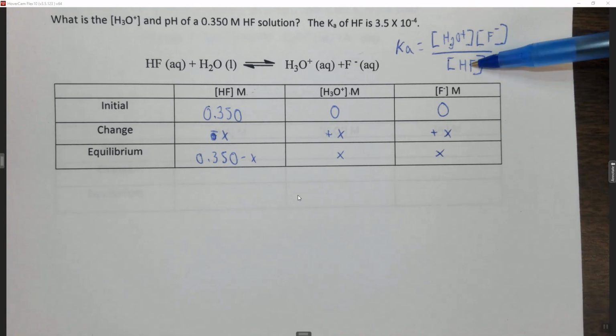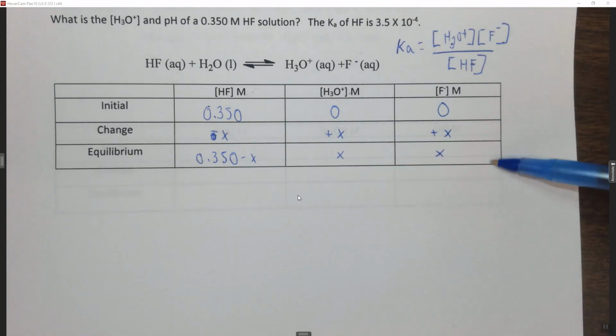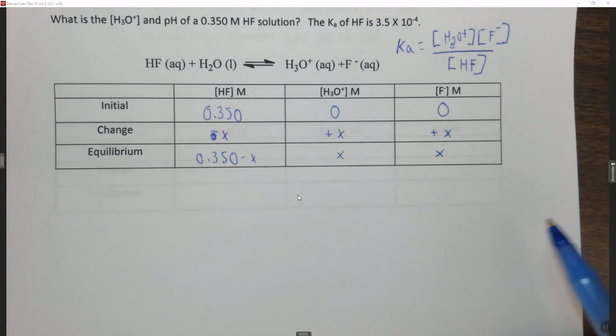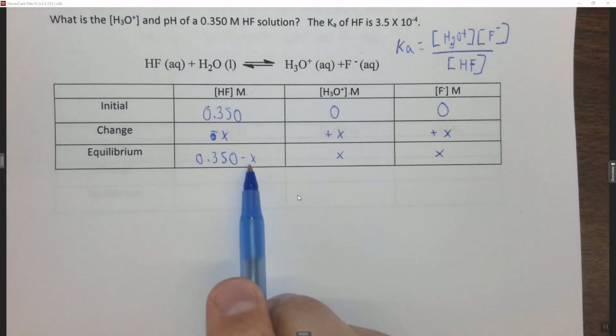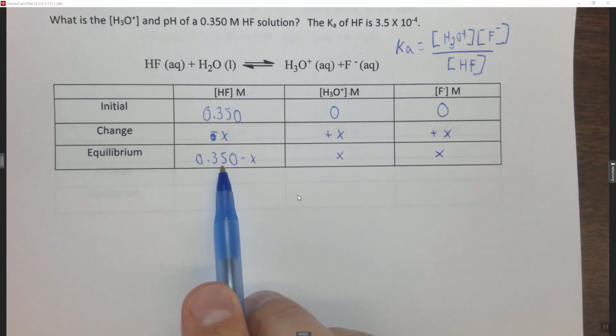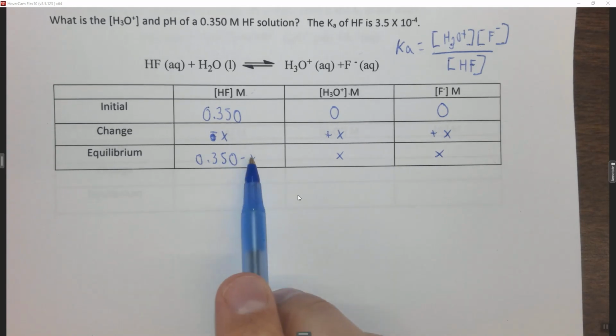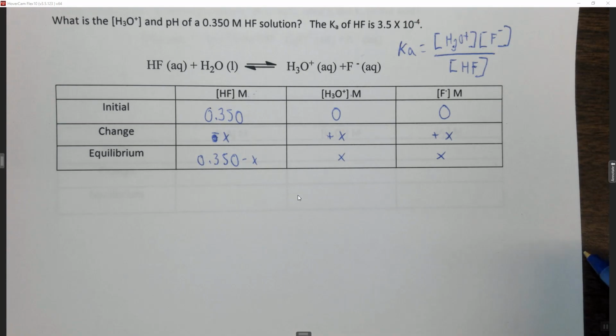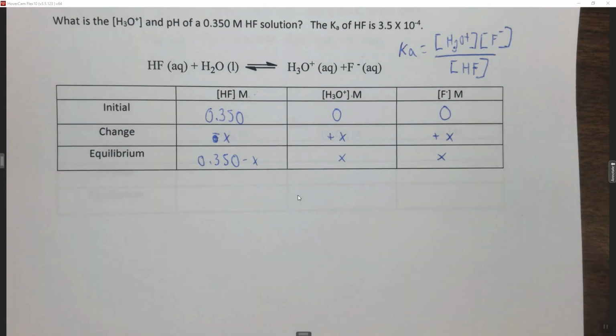So we have a Ka expression, and we at least have variables that are constant, right? They're all X's. The other thing is that this X we can usually ignore. If this X is less than 5 or 10% of this value, then we can ignore this. If we don't ignore this, then we have to use the quadratic equation. All of the examples I'm going to go over on this sheet, you can ignore this X, okay? Technically, you could check at the end.